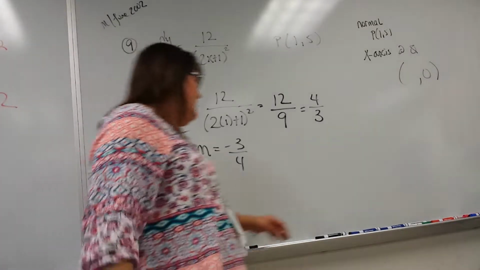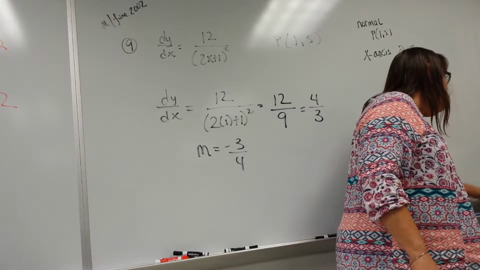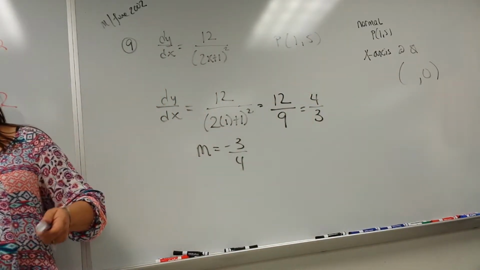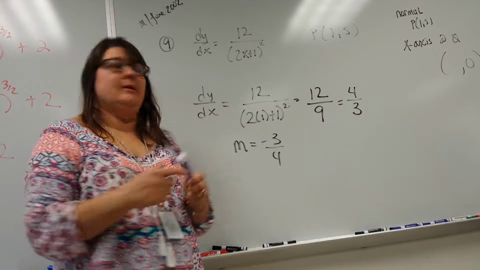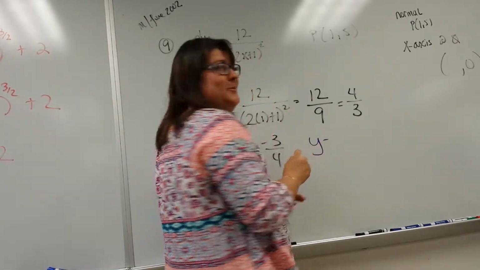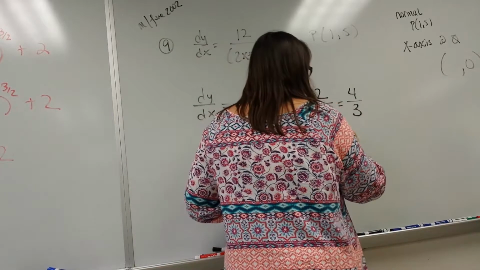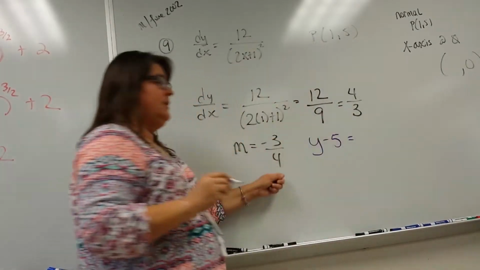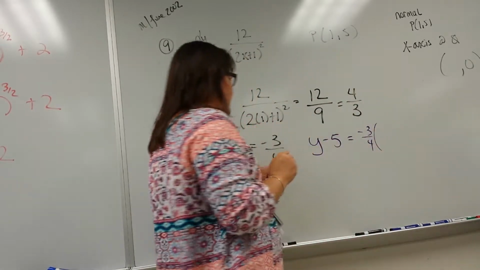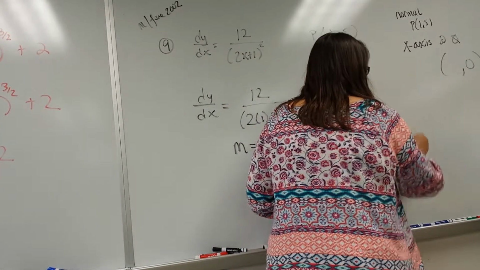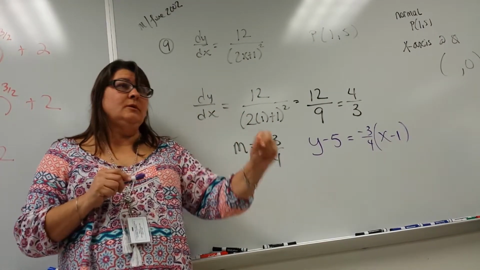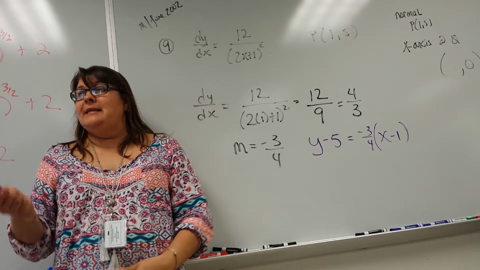Okay, so now it wants the normal line still. We're close to having what we need for a normal line. We have a slope. We have a point. Use my favorite formula: y minus 5 equals slope, negative 3/4, times x minus x1, minus 1. That right there is the actual normal equation at that point.